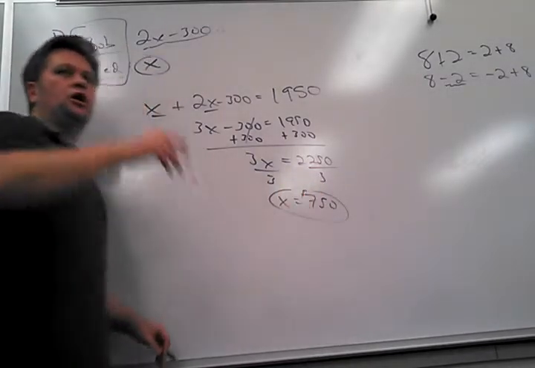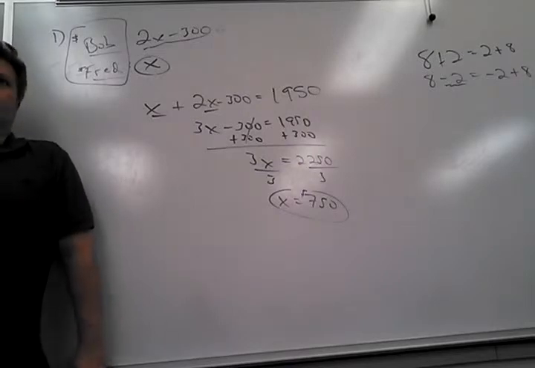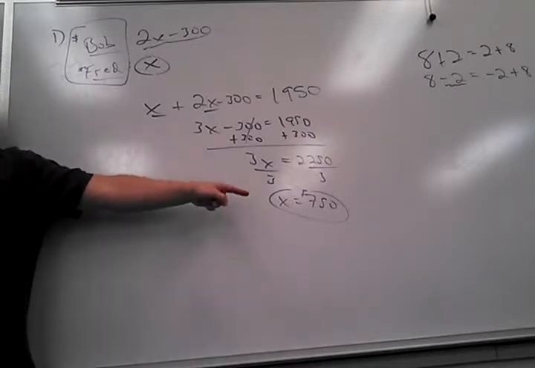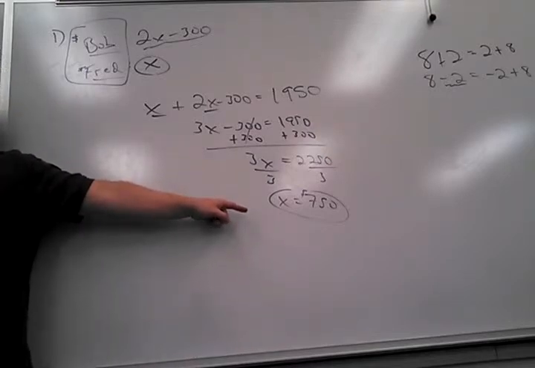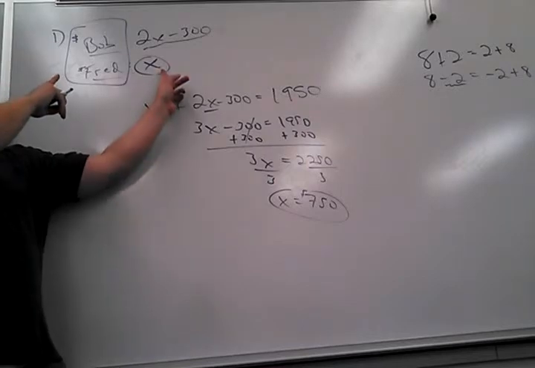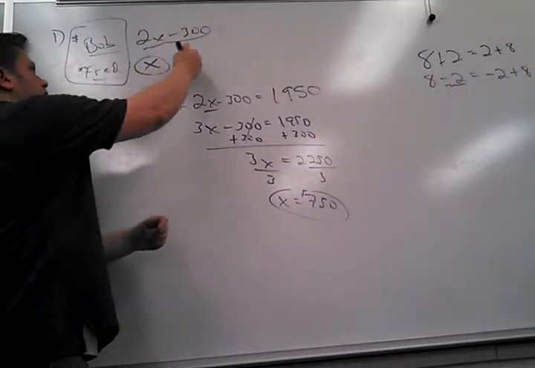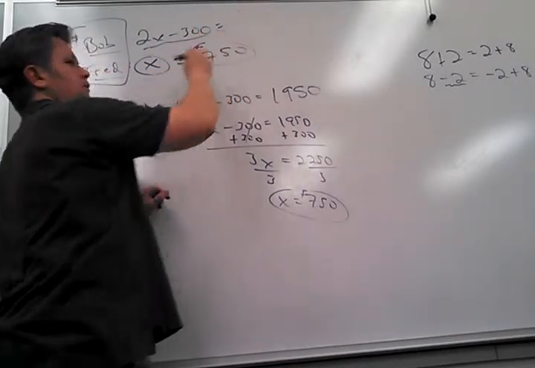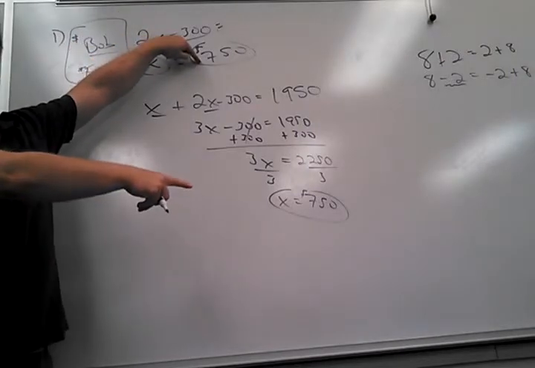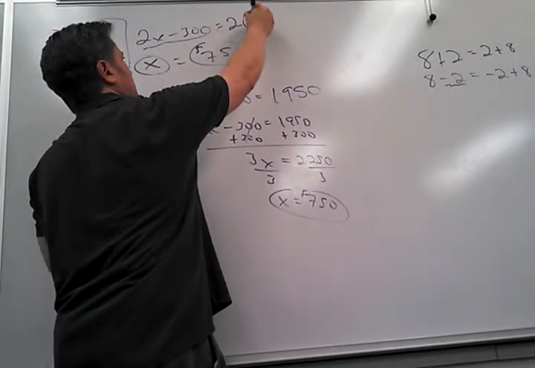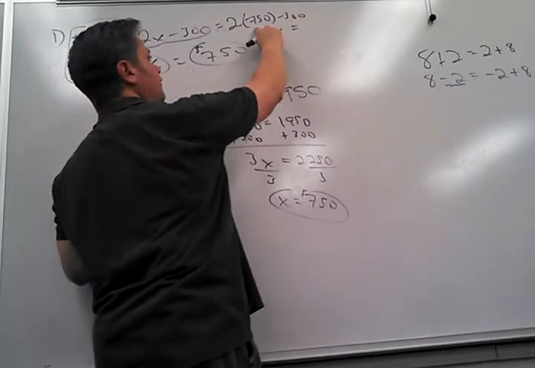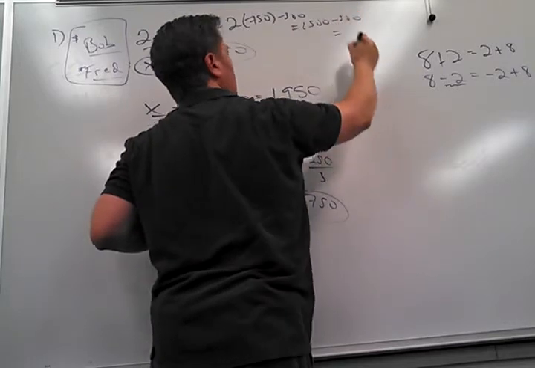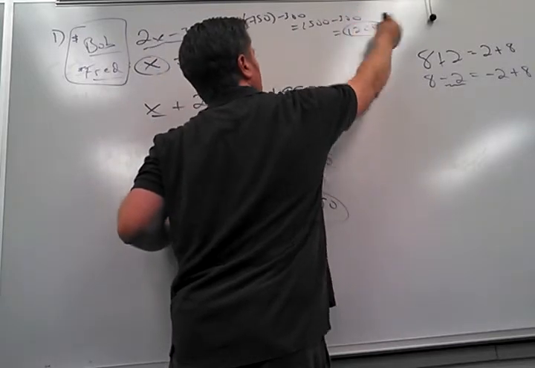You're close. What does that represent? The money that Fred makes. Fred is x. So Fred makes 750. What's Bob make? Twice x, and we know that x is 750. So just plug 750 in. Twice 750 is 1,500, minus 300, 1,200. I got it right.